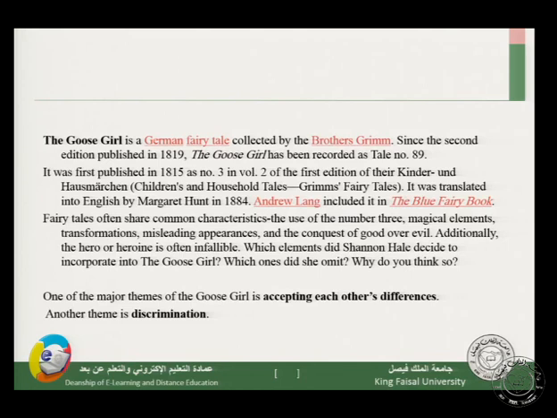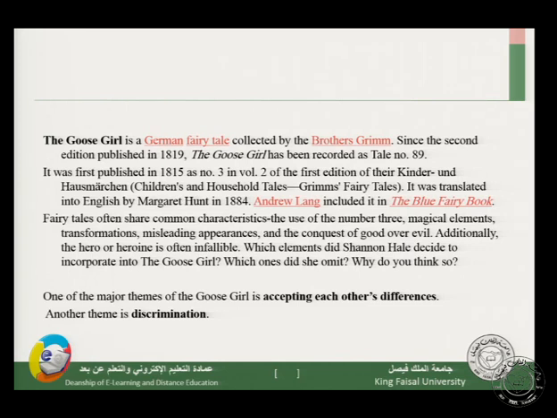The Goose Girl, as you see, is originally a German fairy tale collected by the Brothers Grimm. Again, don't forget this name, Brothers Grimm. Since the second edition, published in 1819, the Goose Girl had been recorded as a tale number. Remember, the Goose Girl was called the goose girl because she worked with this young man in the palace, who was taking care of the geese in the palace.